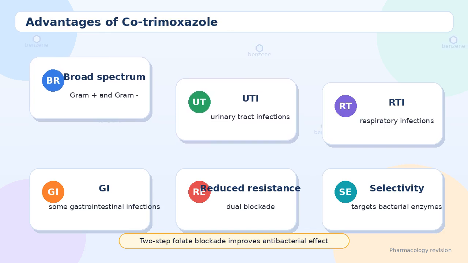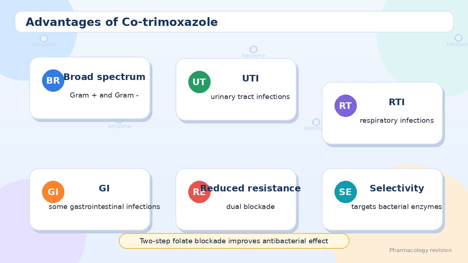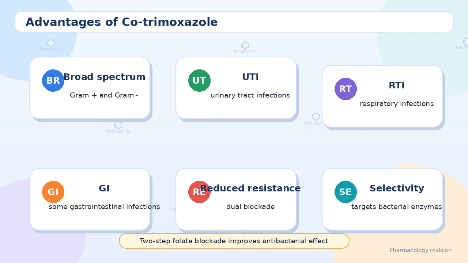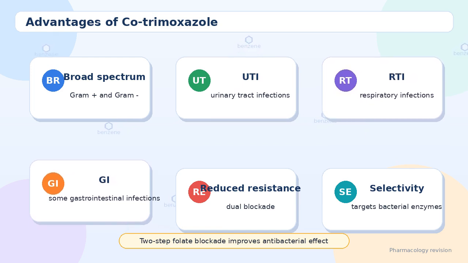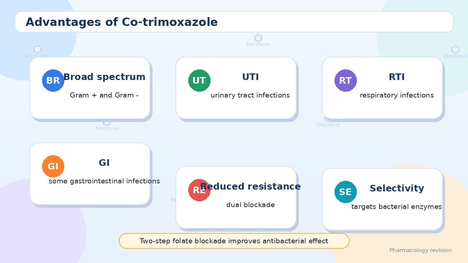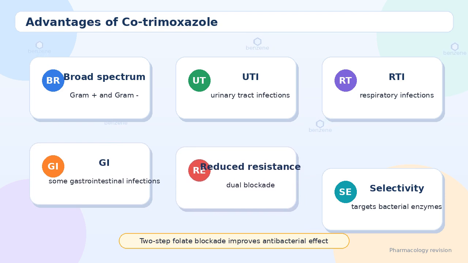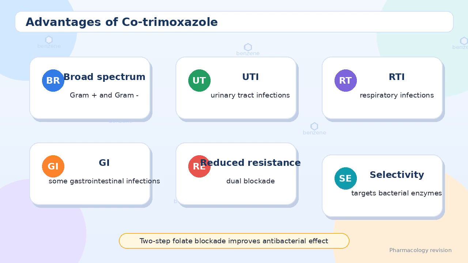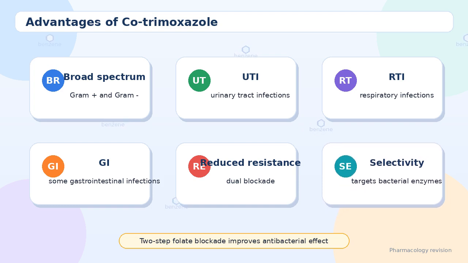It is effective against a range of gram-positive and gram-negative bacteria, including pathogens responsible for urinary tract infections, respiratory tract infections, and some gastrointestinal infections. The dual blockade mechanism reduces the chance that bacteria will escape by a single resistance mechanism. The combination also shows selectivity because bacterial enzymes are targeted while human cells do not contain dihydropteroate synthase and do not synthesize folic acid de novo.